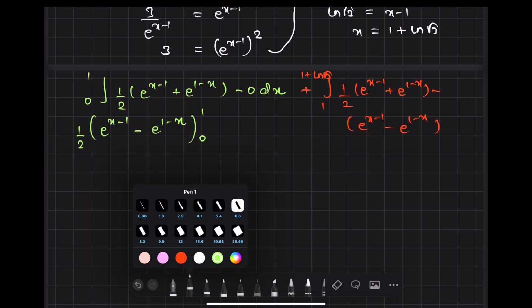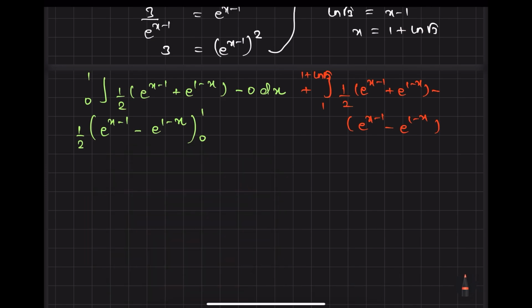Now look at here, focus on that part. So it is plus, I will write here because it will overlap somewhere there. So 1 by 2 I'll be taking common, and then we have e power x minus 1 plus e power 1 minus x minus 2 times e power x minus 1 plus 2 times e power 1 minus x dx.